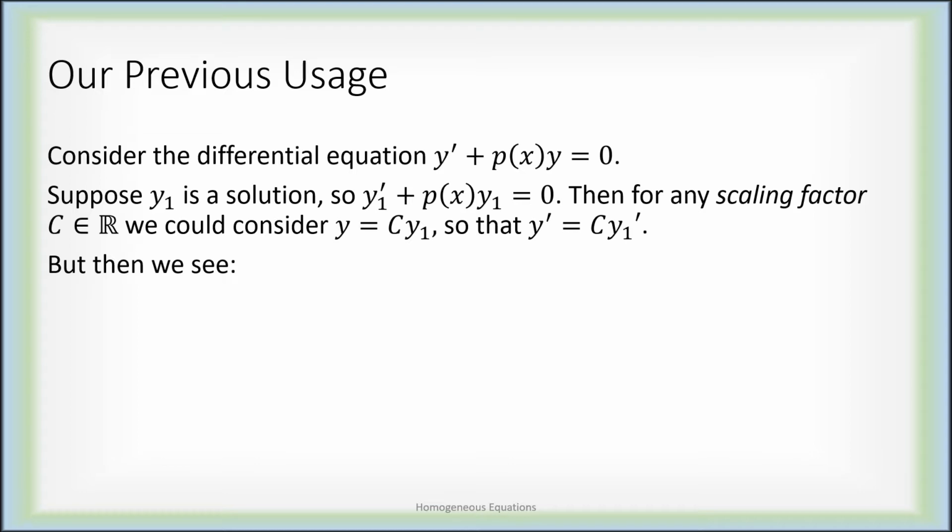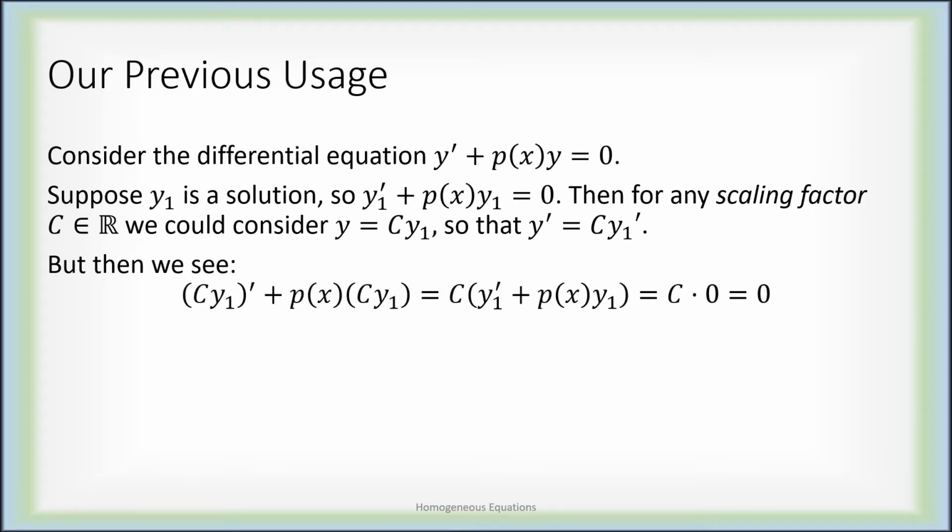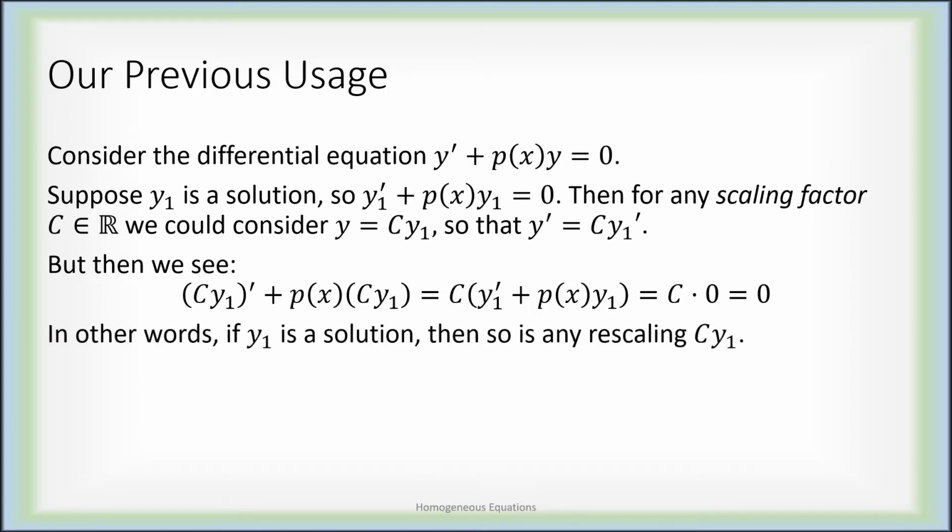Now take this new function y, the rescaled version of our existing solution y1, and see if it also solves the differential equation. Well, c y1 prime plus p of x times c y1, the constant factors out of the derivative, and it also factors out of the other term. And then what do we have? y1 prime plus p of x y1, which we've already assumed is 0, and indeed c times 0 is 0. Overall, if you have any solution y1, then any rescaling of that solution is also a solution.